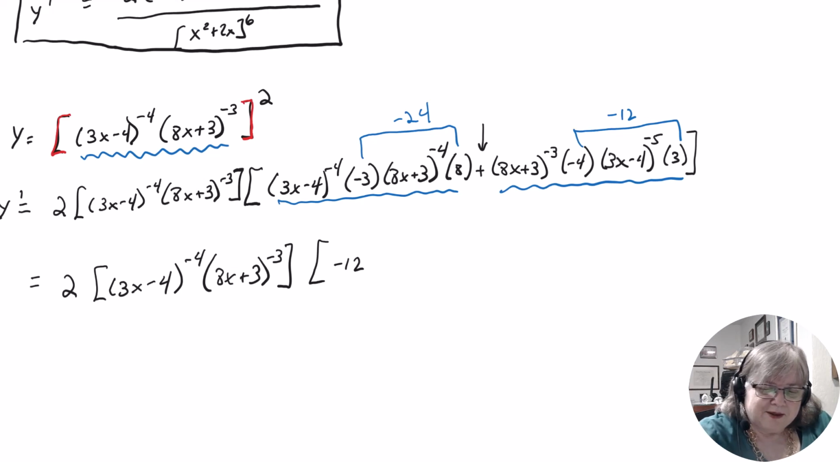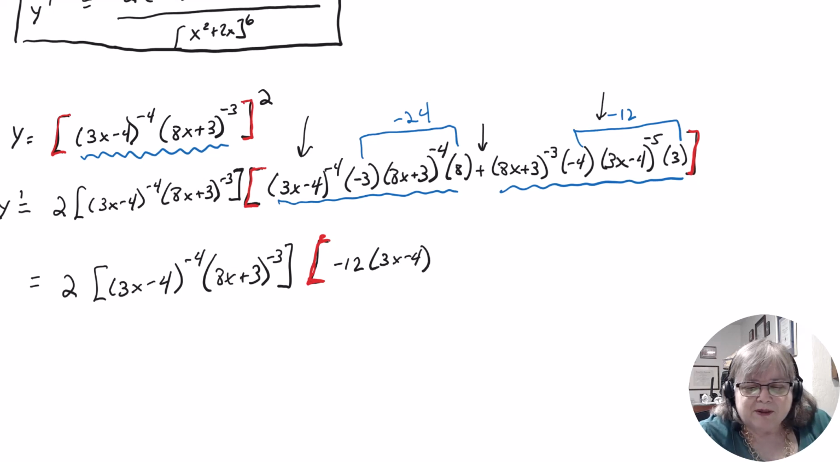Maybe I need to change this color so you keep up where we're at. Maybe that would help. So we're handling this part right here. We factored out a negative 12. And then let's look at the binomials. This term has a 3x minus 4, and here's a 3x minus 4. So we're going to factor out some type of 3x minus 4. What's smaller, negative 4 or negative 5? Oh, negative 5 is smaller than negative 4.